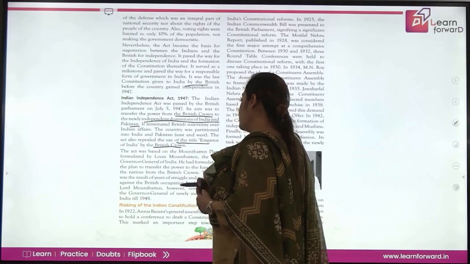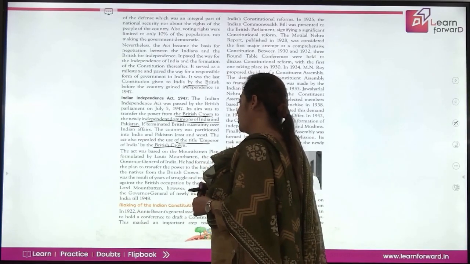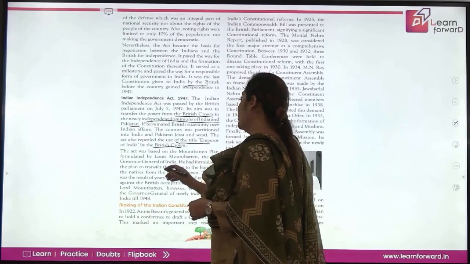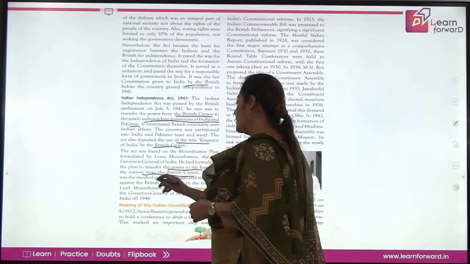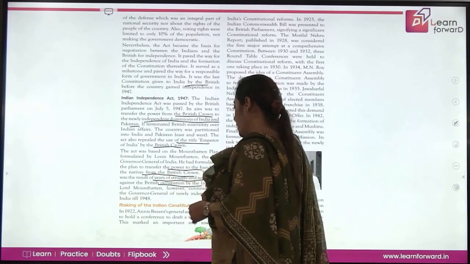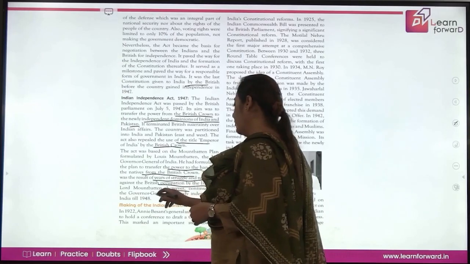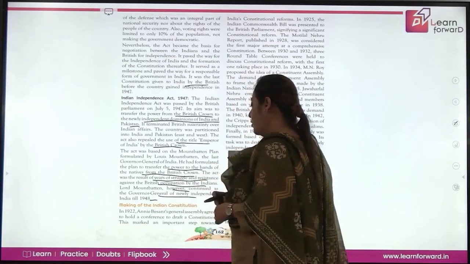This act was based on the Mountbatten Plan formulated by Louis Mountbatten, the last Governor General of India. He had formulated the plan to transfer the power to the hands of the natives from the British Crown. This act was a result of years of struggle and resistance against British occupation of India. Lord Mountbatten, however, continued as the Governor General of newly independent India till 1948. Making of the Indian Constitution.